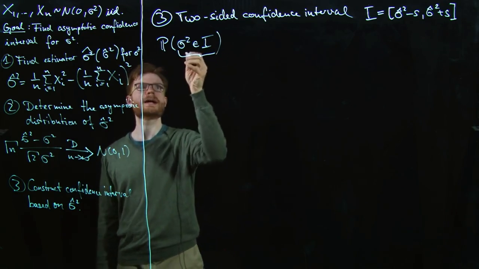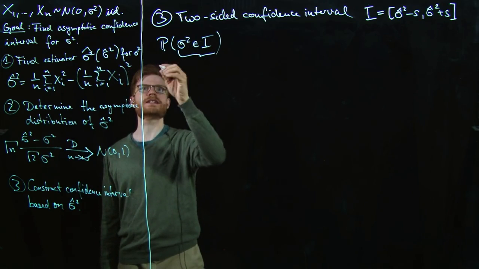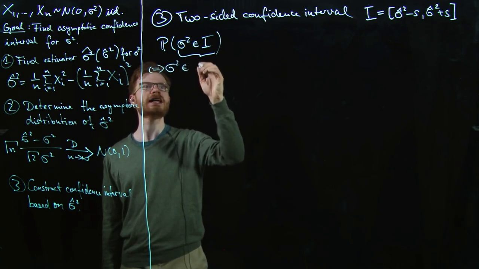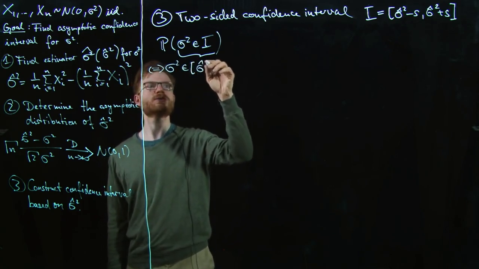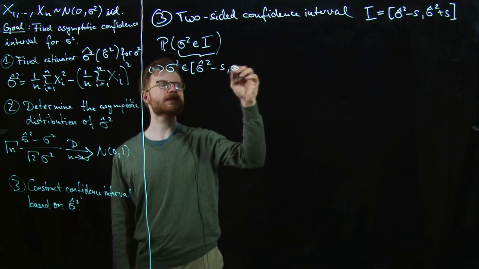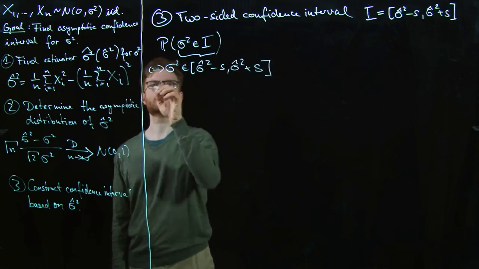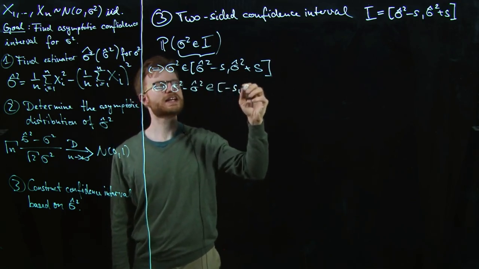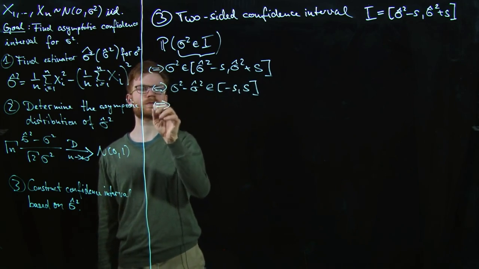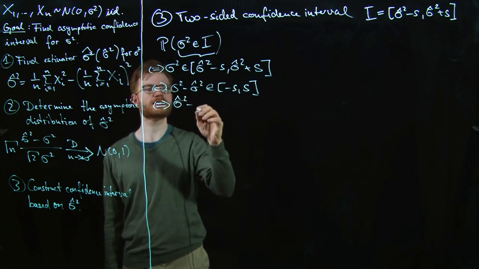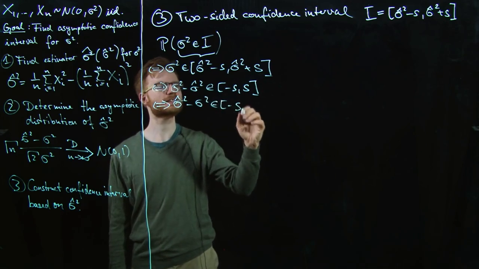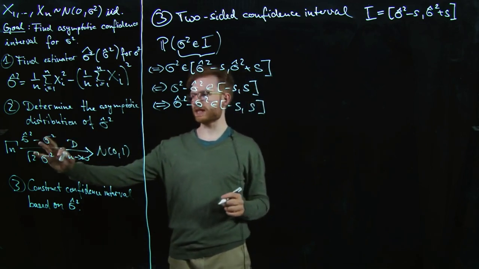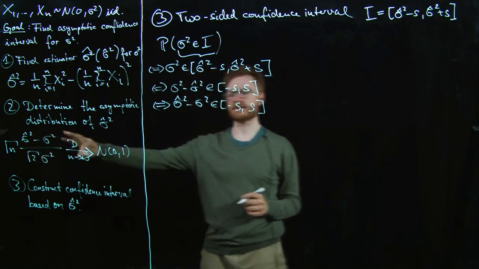So I'm just going to transform this expression here a little bit. So sigma squared being in I means that sigma squared is between sigma hat squared minus s and sigma hat squared plus s. In other words, sigma squared minus sigma hat squared is in the interval minus s up to s. And by symmetry, this is the same as sigma hat squared minus sigma squared being in minus s to s. OK, now we're in good shape. We are going to look at this and essentially try to reproduce this expression here.